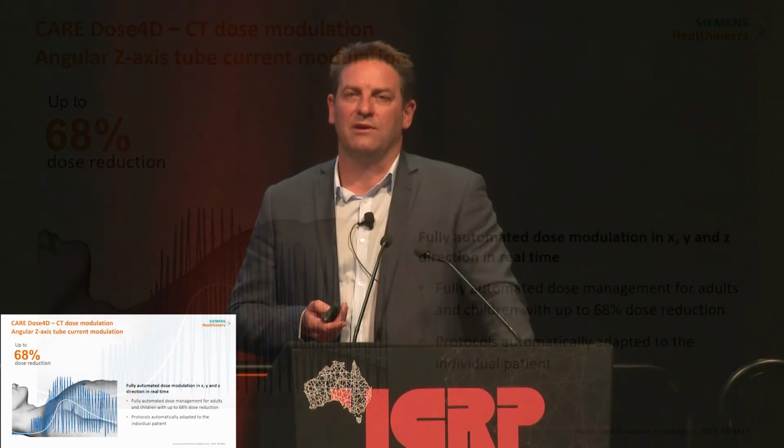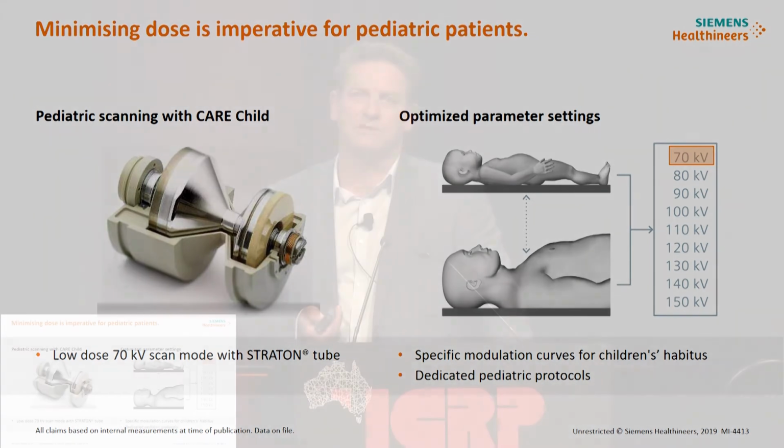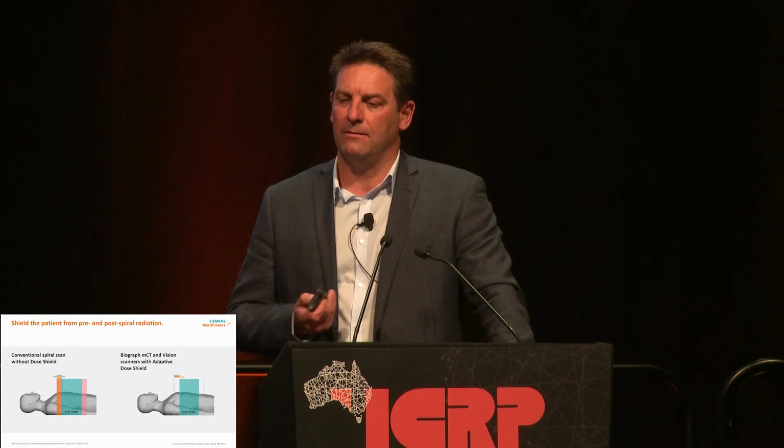Dose modulation, which was mentioned in one of the earlier talks in this session, has the effect of being able to significantly reduce dose because the tube is modulated on the fly, and this is available from all vendors. It's not a unique feature. Improvements in tube design now enable us to use much lower kVs, down to 70 kV, and pediatric specific protocols, being able to reduce the dose there. This is a nice feature.